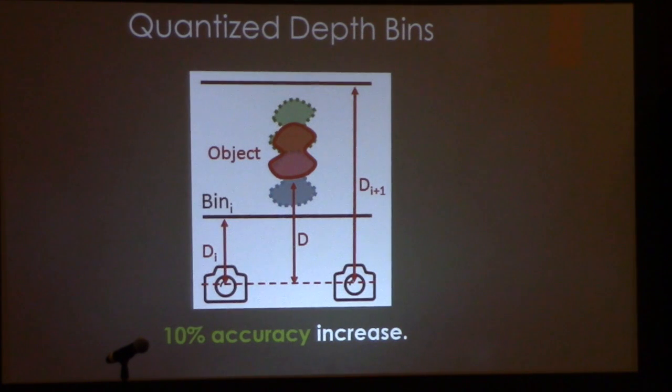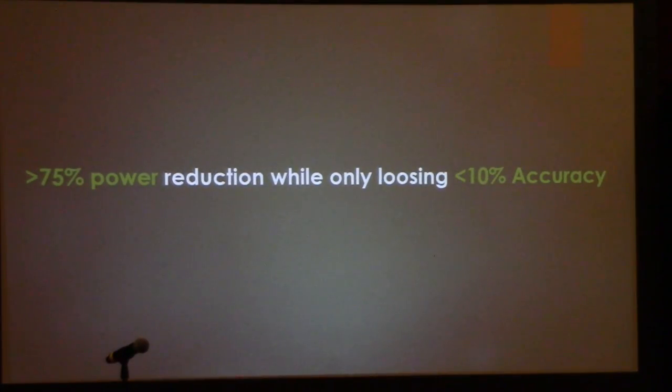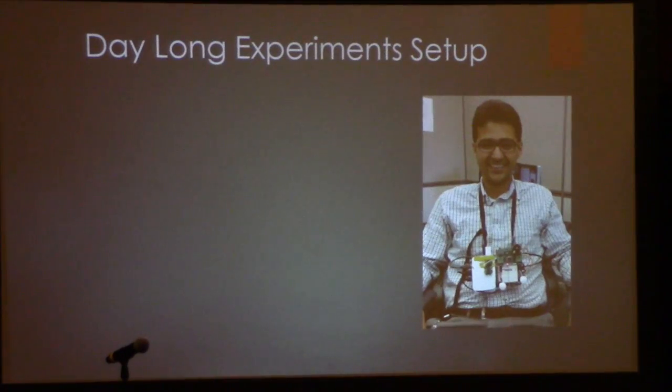Actually, it does not end here. There's one more layer of optimization. As I mentioned before, we are only interested in the coarse version of the algorithm, so the actual depth is not important for us. We're just looking at whether the depth is within a particular discrete level. So by quantizing depth to certain levels, we could recover the accuracy by 10%. Overall, we could reduce the power consumption of depth calculation by more than 75% and only give up 10% accuracy.